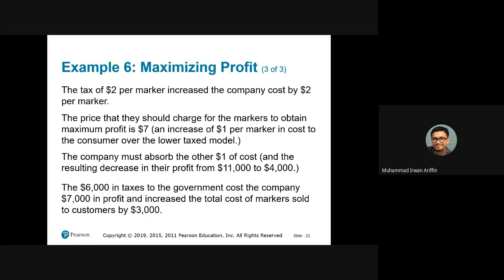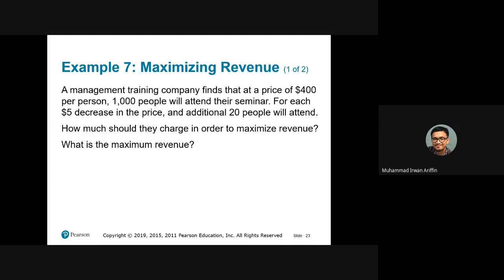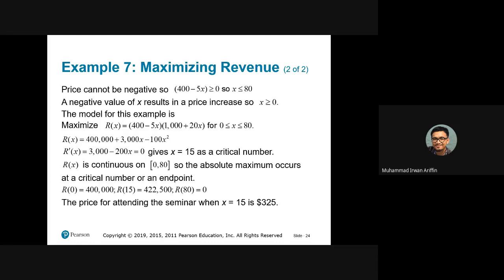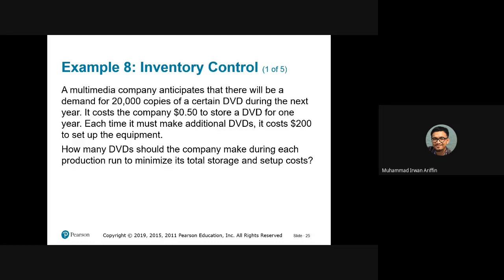And the 6,000 in taxes to the government would cost the company 7,000 in profit and increase the total cost of markers sold to customers by 3,000. All the other examples are the same. I'll just leave the remaining examples to you. You just need to follow the 4 steps carefully.